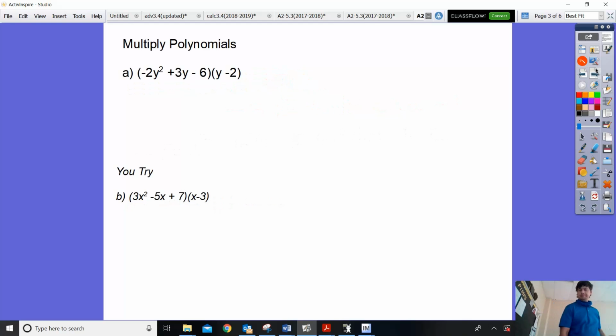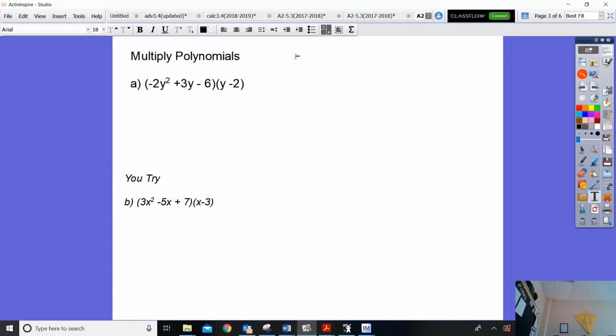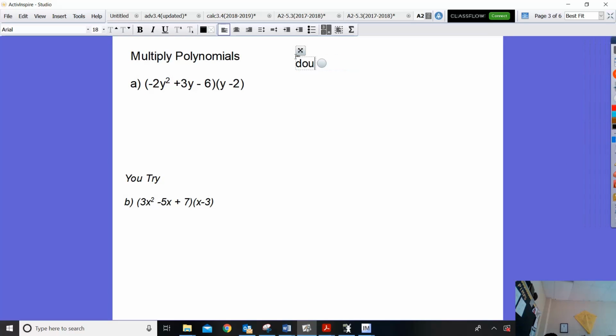So here's multiplication. We're going to use what's called the double distributive property to handle this thing. There's such a thing as triple distributive property. There might be one of those in your homework. This is the double distributive property. What I'm going to do is I'm going to distribute the y, and then I'm going to distribute the negative 2. And to make that a little bit easier, I'm actually going to rearrange what I'm given.